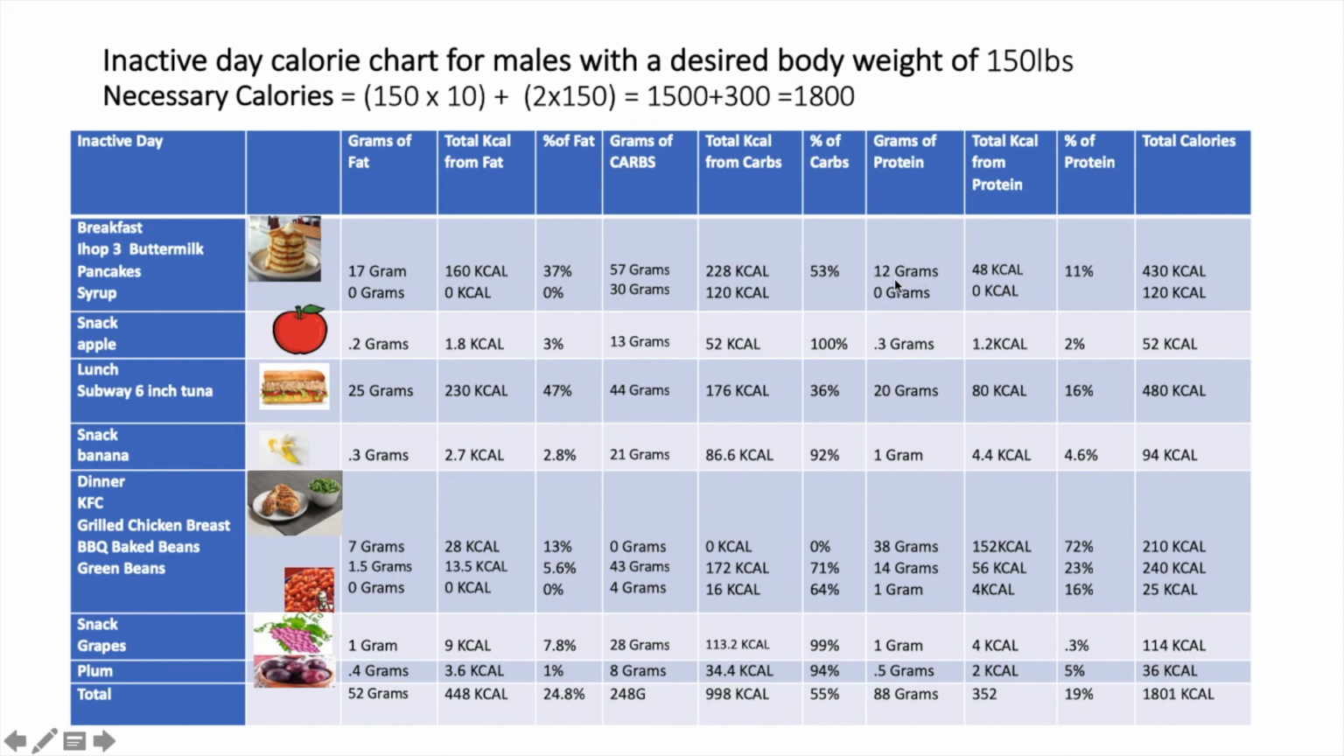And once you have your protein, you're going to do the same thing. If you have 12 grams of protein, 12 grams times 4 is 48 calories. You're going to take that 48 and you're going to take 430 and divide it into 48. You're going to come up with 11% protein. And you're going to do this throughout the whole chart. And that's how you're going to tell how many calories you're taking into your body for each type of food that you're eating.